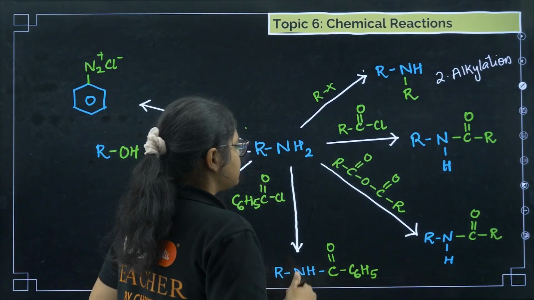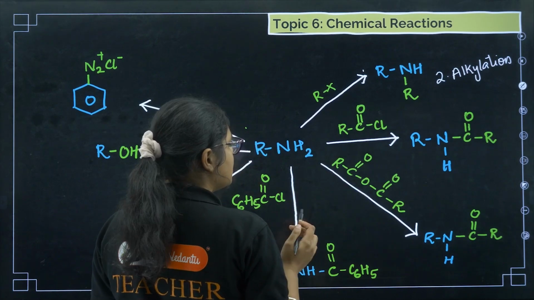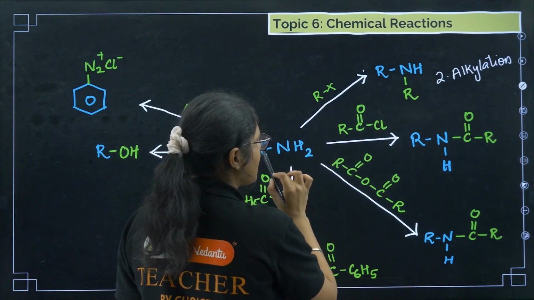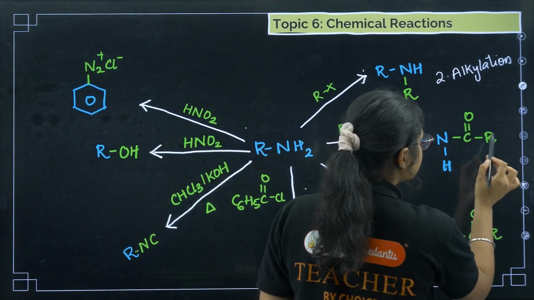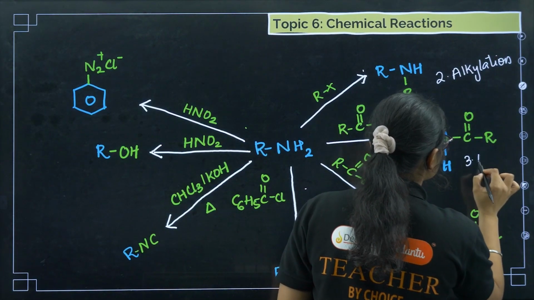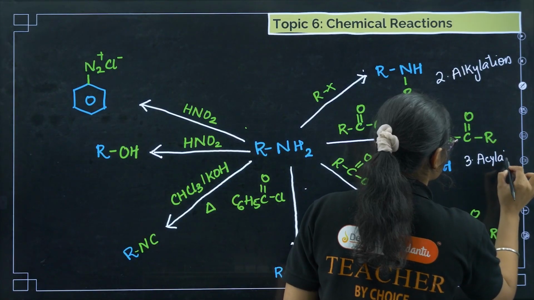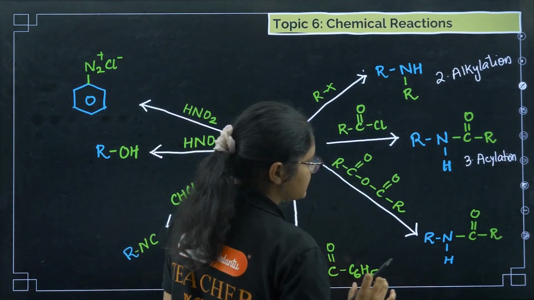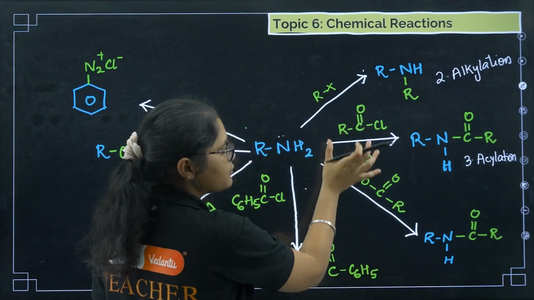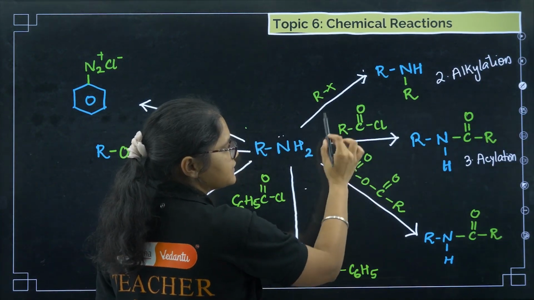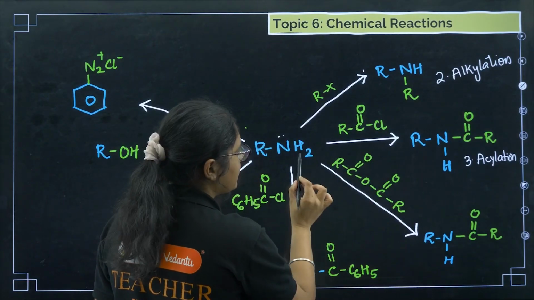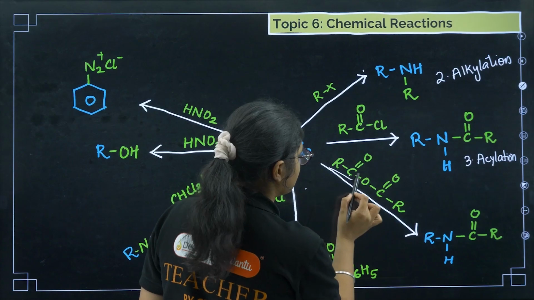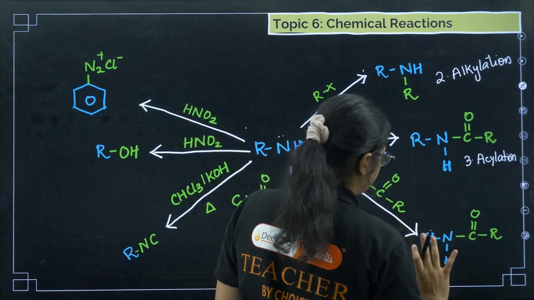Next, coming to acylation, the second part. Here one of the H is replaced with COR, giving RNHCOR. This is acylation. Next, the fourth one here is also acylation only, but we can do acylation using two different reagents. One is RCOCl, one is your anhydride. Here also this H will be replaced with COR, giving NHCOR. This is also part of acylation.